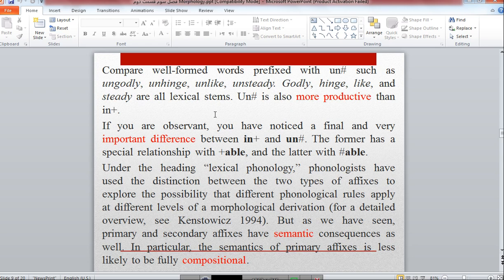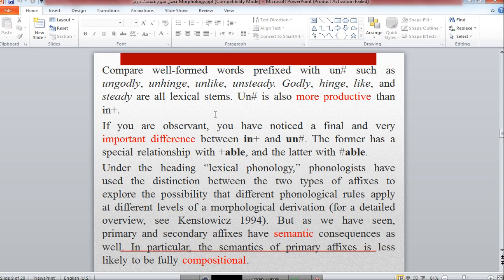You can test this claim yourself by thinking of some adjectives that do not usually have an in or on prefix form. So we have, for example, do we have in wet or on wet, in dead or on dead? So if you are observant, you have noticed a final and very important difference between in and on. The former, in, has a special relationship with able, as the first suffix, and the latter with able, the secondary suffix. Words with able, the primary suffix, are prefixed with in and not with on, while words with able as a secondary suffix are prefixed with on.